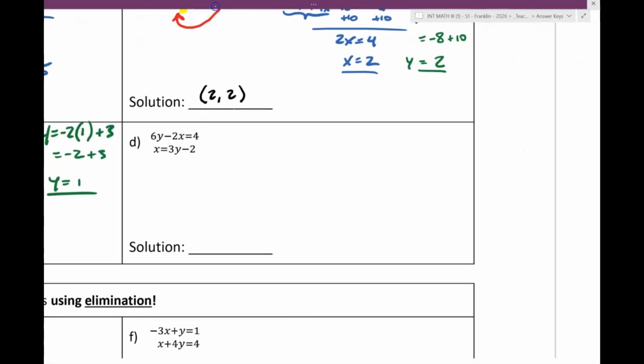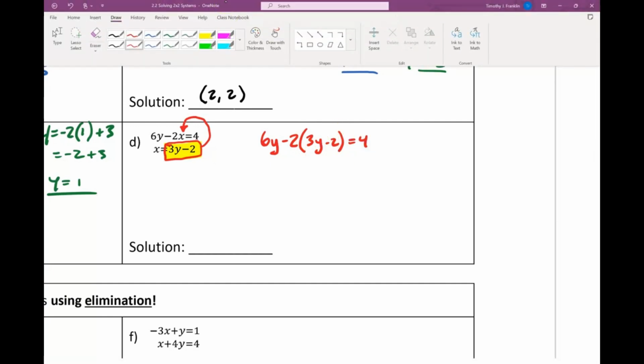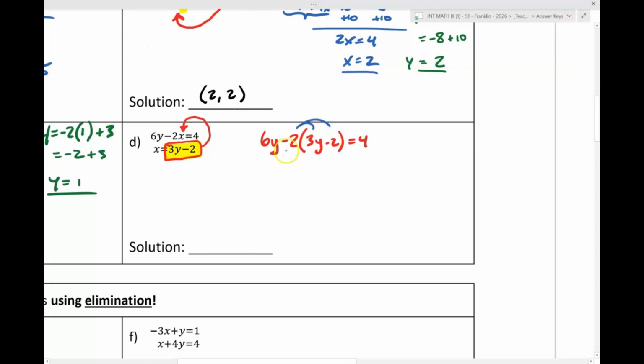And our last example here. This time we have an expression set equal to x. That's okay. Just make sure when you substitute, you put it in for the correct variable. We're going to replace x here this time because it's x equals 3y minus 2. So 6y minus 2, and then instead of x, we put 3y minus 2, and this is set equal to 4. So let's solve this. We'll distribute this negative 2, so 6y minus 6y plus 4 equals 4. Now kind of an interesting thing happens here.